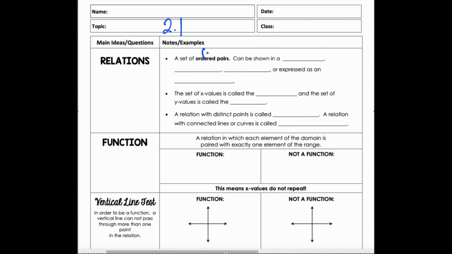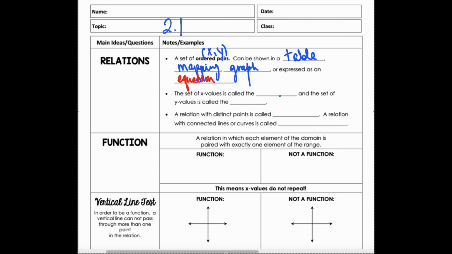And we know what ordered pairs are. We have an X and we have a Y. And we can represent this X and Y with a few different variations. We can use a table that you guys are familiar with. We can use mapping. We can represent relations in a graph, and we can represent them as an equation. Okay, so we have a table, mapping, graph, and it can also be expressed as an equation.